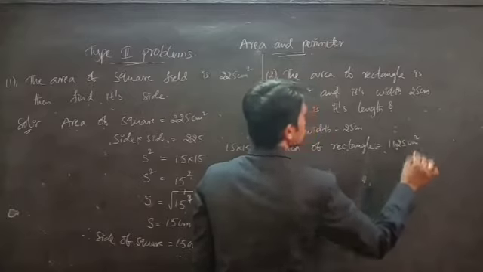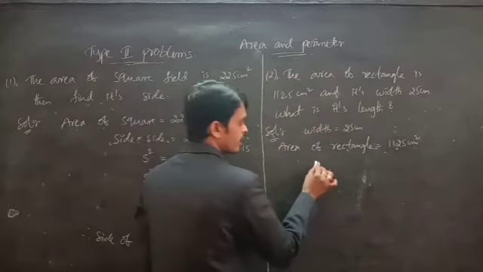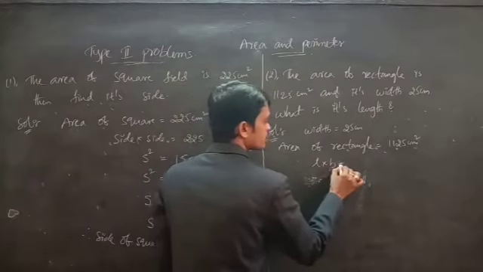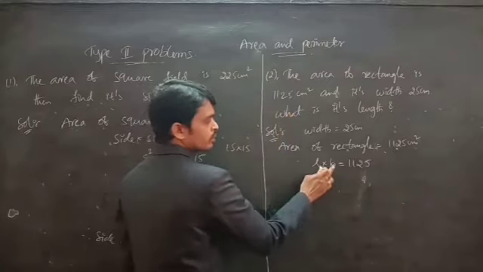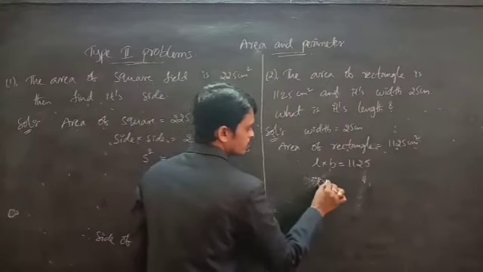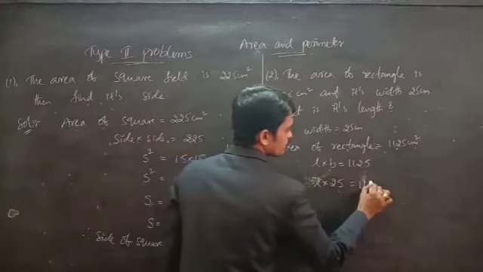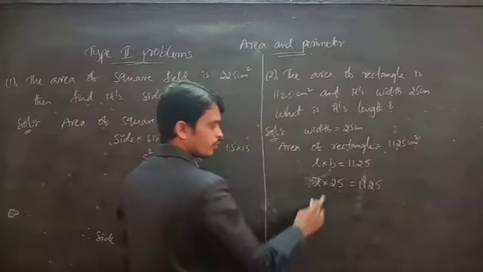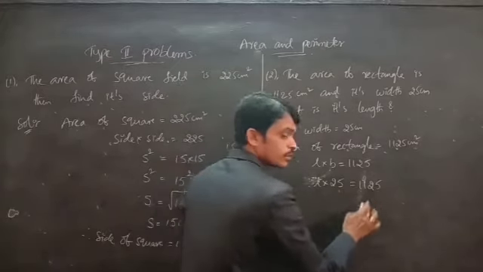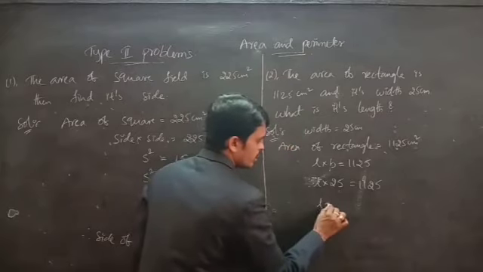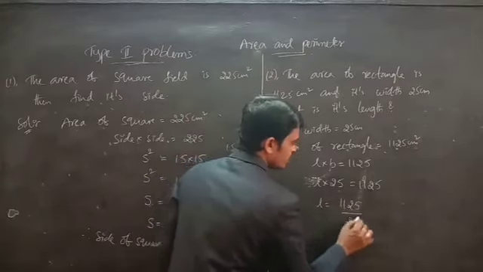1125 centimeter square is given. We know the formula: area of rectangle is length into breadth, which equals 1125. Width is nothing but breadth. Length into breadth, how much is given? 25. So length into 25 is equals to 1125. Now 25 transposes to that side; the multiplication quantity becomes a division quantity. Then length is equals to 1125 by 25.